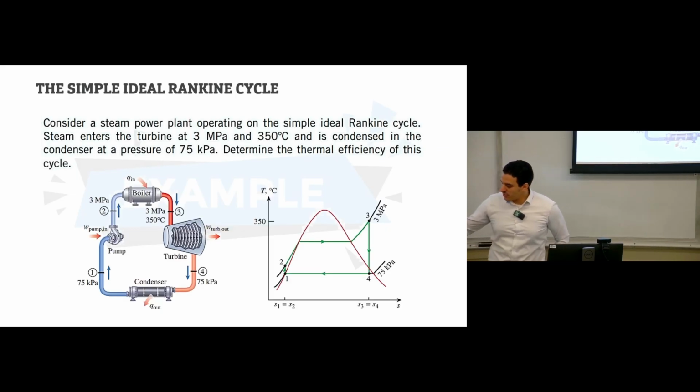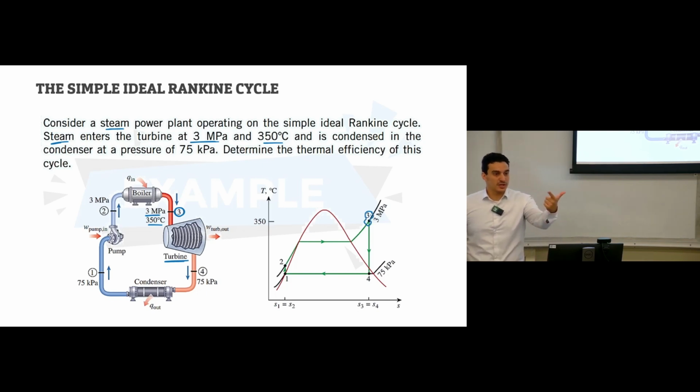So in this example, it says we have a steam power plant that operates on the simple ideal Rankine cycle. This is the idea of the Rankine cycle, and this is the TS diagram. Steam enters the turbine at 3 megapascal, 350 Celsius. So this is the turbine, and the inlet to the turbine is point 3. This is the given pressure and the given temperature. We know that point number 3 is superheated steam. For superheated steam, we need to know pressure and temperature, which is already given. So you can go to the steam tables and find enthalpy and entropy at point number 3.